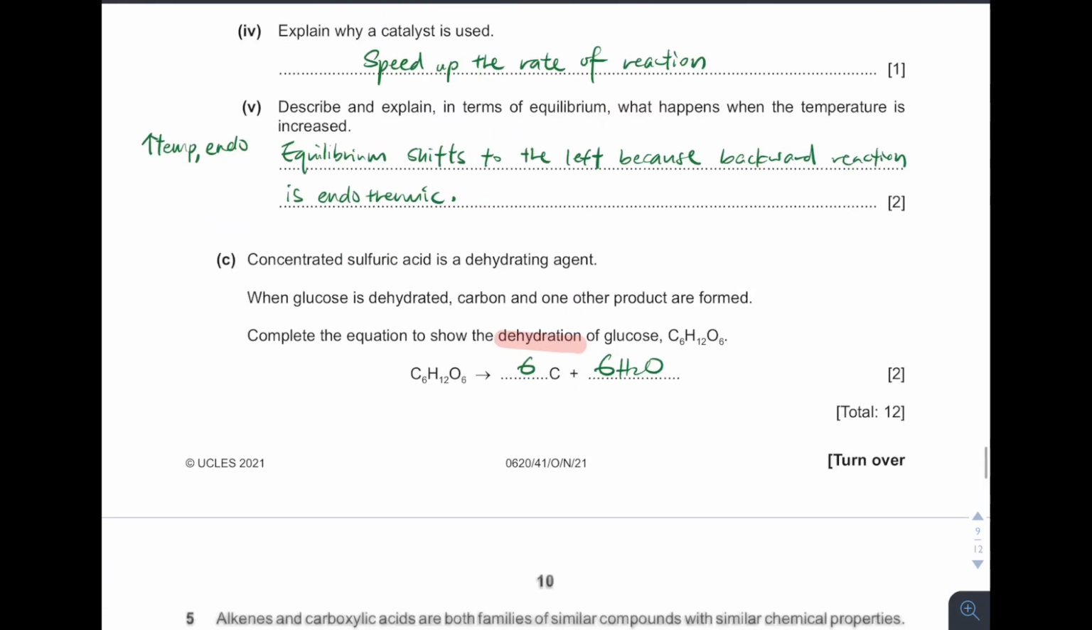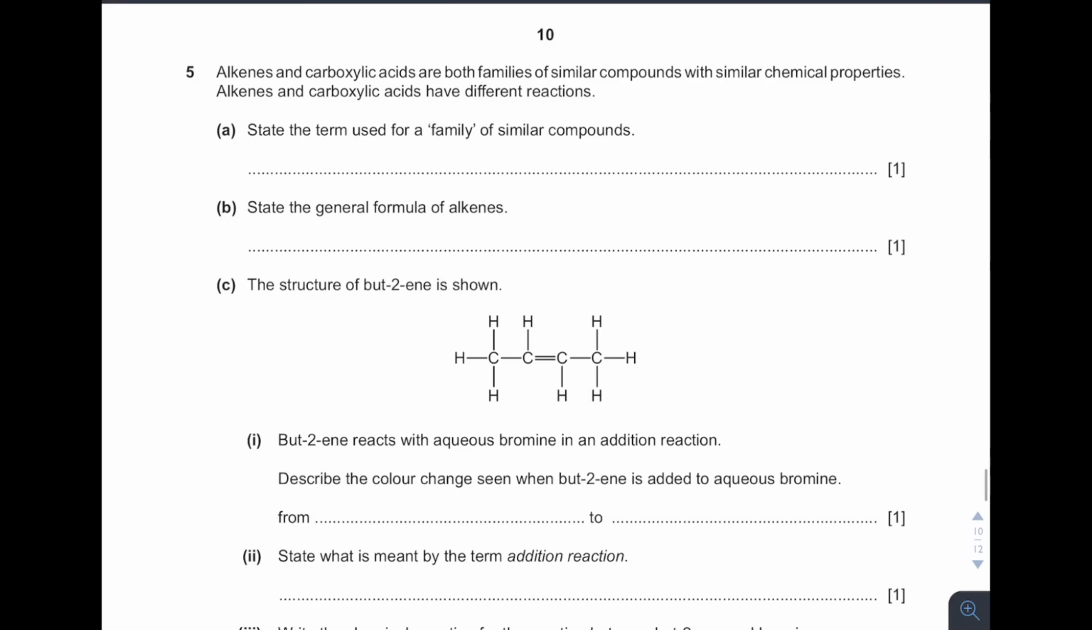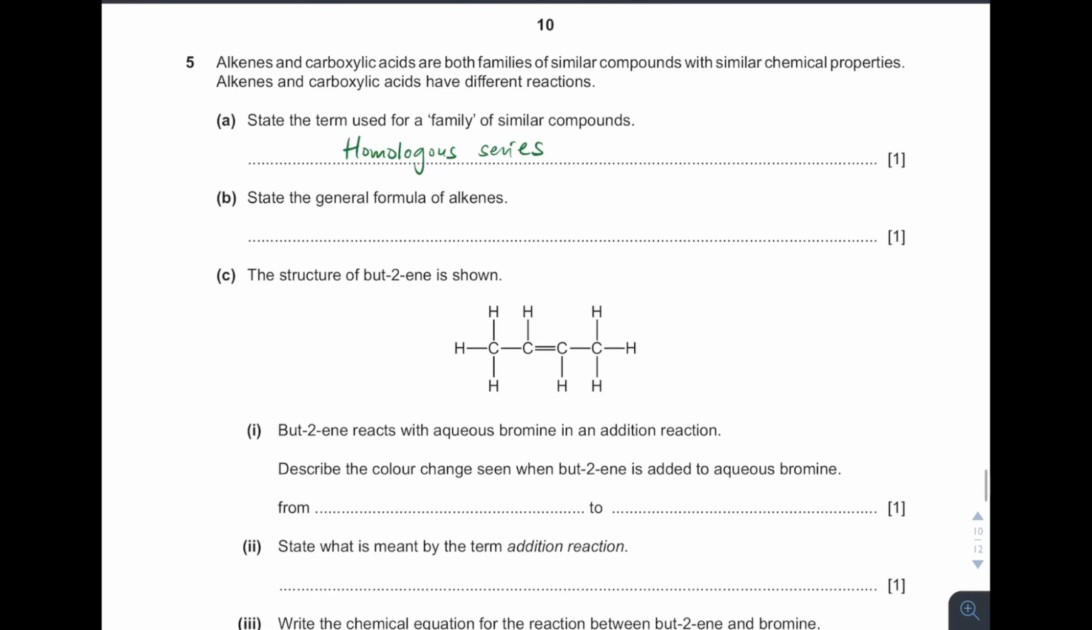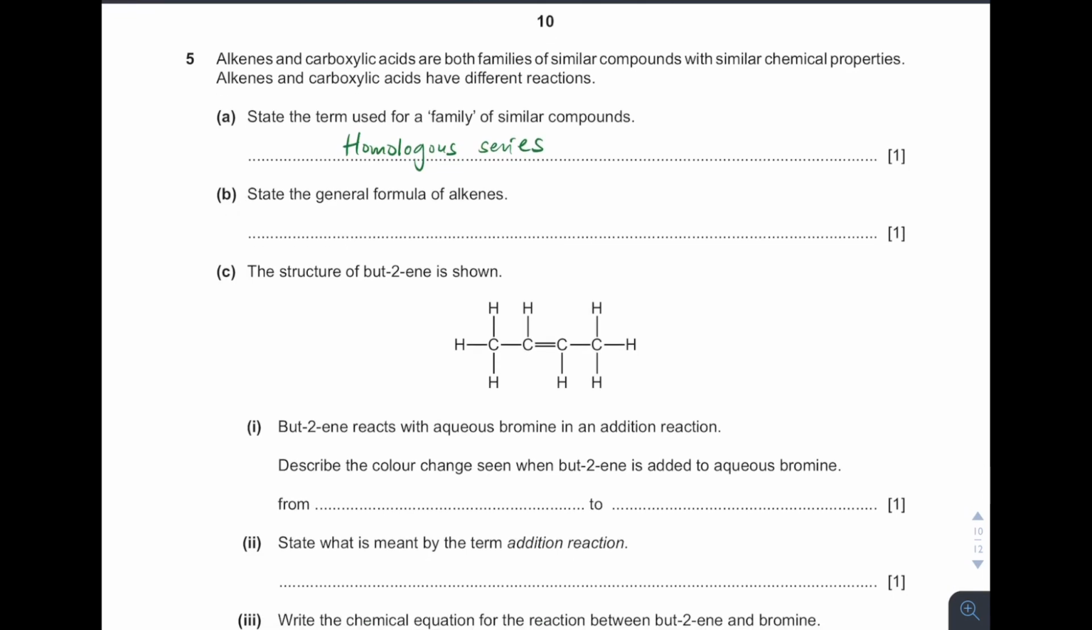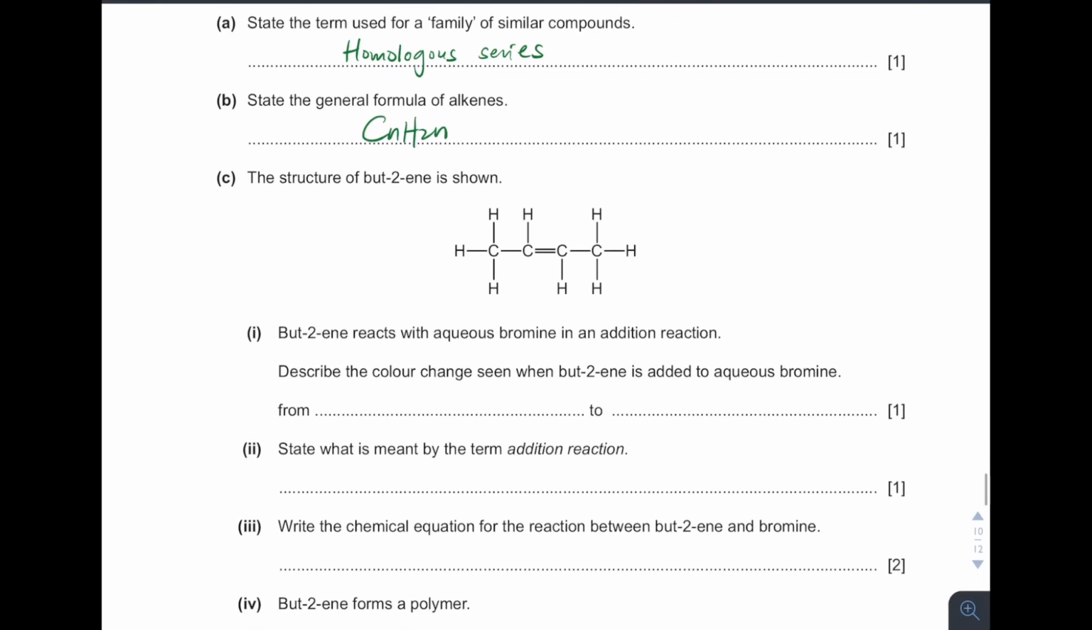Okay, then next one, state the term used for a family of similar compounds. So it is what I call homologous series. Then the general formula of alkane is CnH2n.